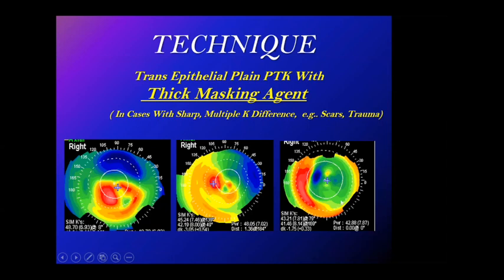But this one is different. This one is not a smooth surface like the keratoconus. Look here, like a scar, we said. The technique here, exactly like you look at the picture, is a very, very irregular corneal surface. So here we use the thick masking agent. It's still transepithelial, plain PTK with thick masking agent. And this is in case of sharp, multiple K difference like scar and trauma.